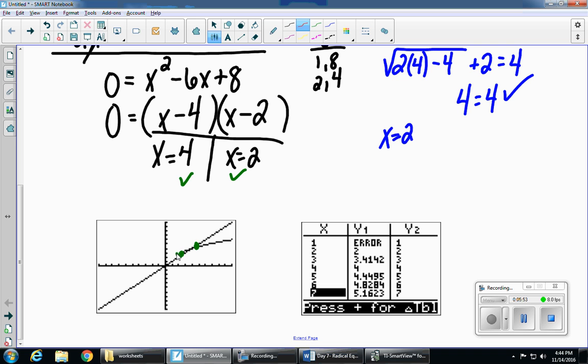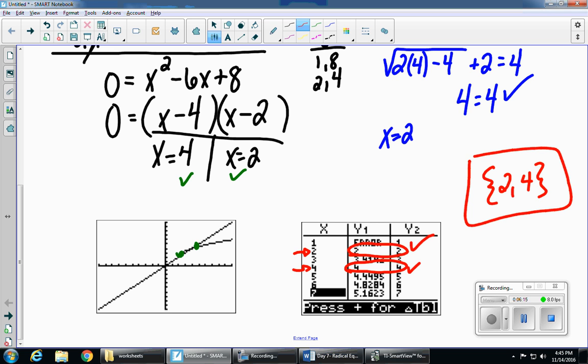So for my table, I'm going to x equals 4, and I want to see that my y values match. They're both the same, so I know it works. And I also want to go to x equals 2. They're both the same, so I know it works. So no matter which way you check, you should always get the same answer. Both of these solutions work. If one of them didn't work, we would reject that answer. Okay? Let's take a look at one more question.